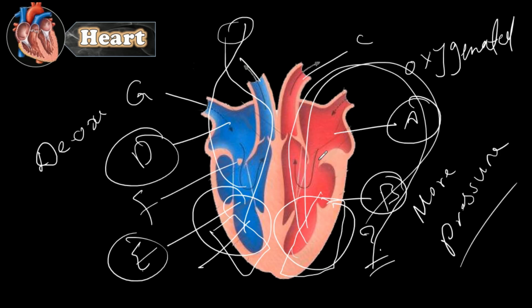Now another question can be about these valves. What is the name of this valve? Which valve stops the blood flowing back to the left atrium? This is the bicuspid valve. It doesn't allow the blood to go back to this chamber. Also the same about this, so you must be careful of such questions.